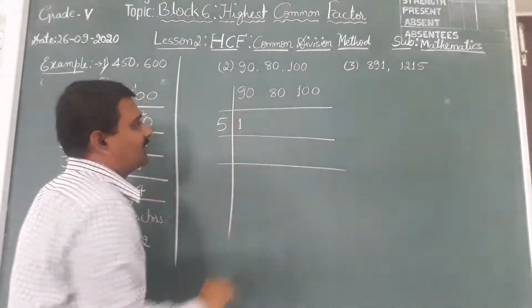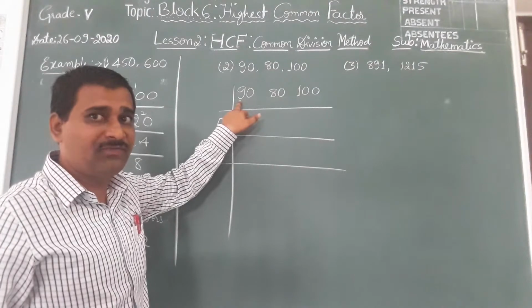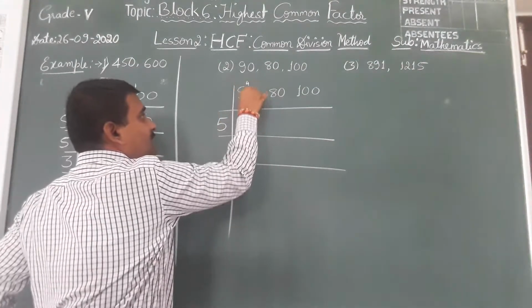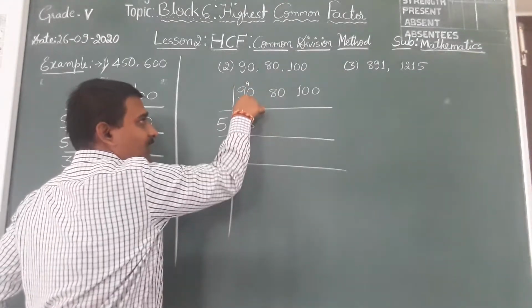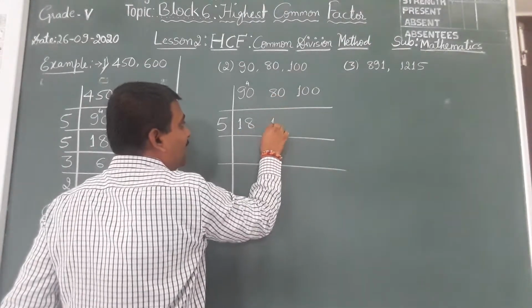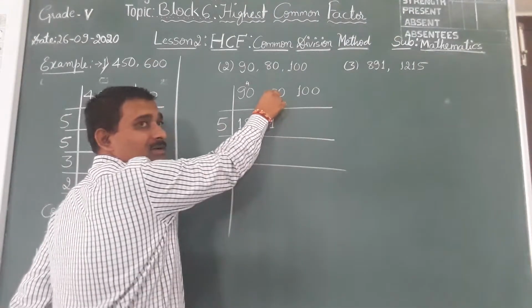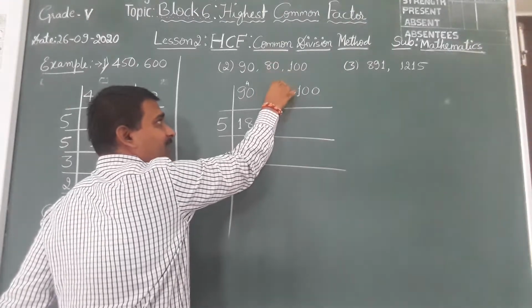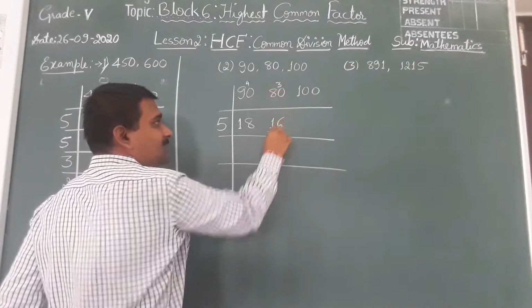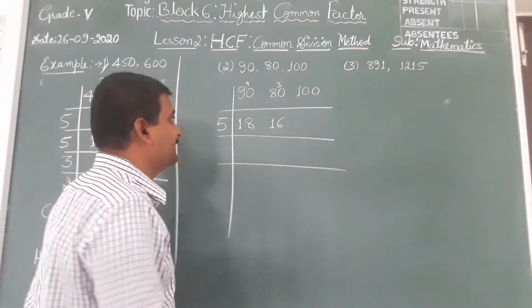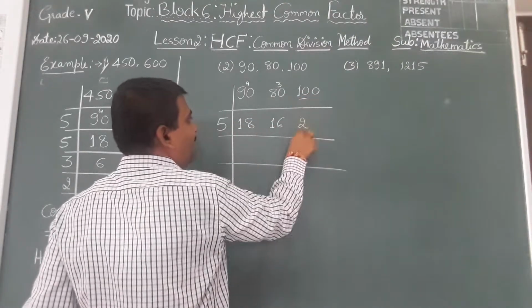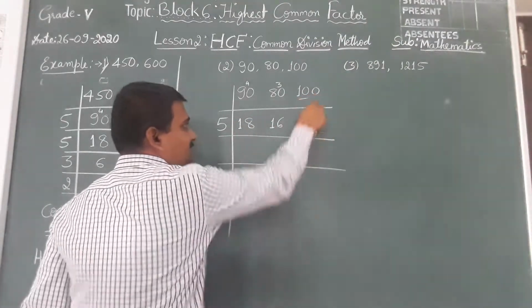5 ones are 5, children. Out of 9, 5 gone, 4 remains here. 4 and 0, 40. 5 eights are 40, completely divided. Now here, 5 again, 8 is there. 5 ones are 5. Out of 8, 5 gone, 3 remains. 5 on 3, 30. 5 sixes are 30. Now 10. 5 twos are 10 directly, and this 0 as it is.